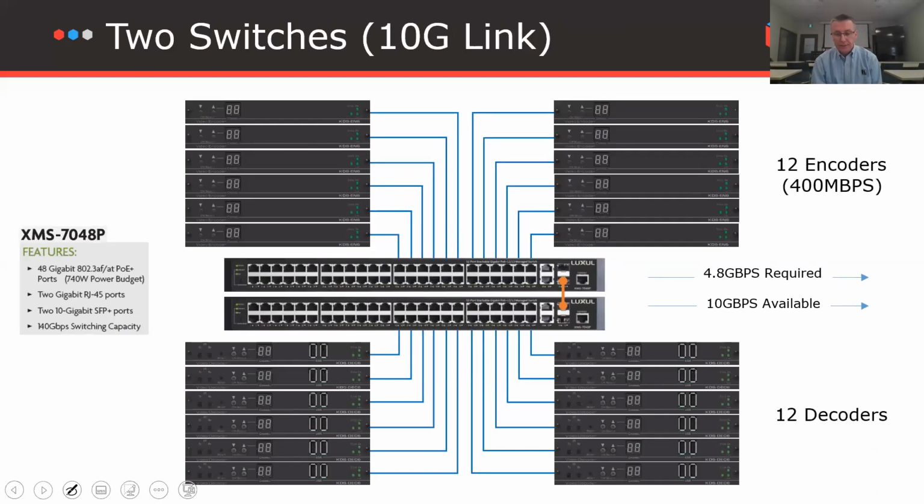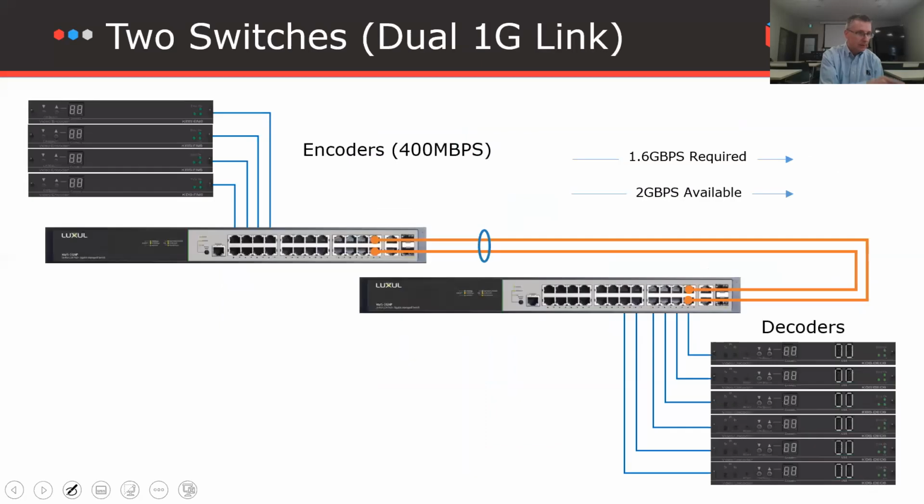Another way of doing this, you'll find a lot of switches have SFP+ ports, which is a bi-directional 10 gig channel between the 2 switches. So in this case, even with 12 encoders at 400 meg, I've got lots of bandwidth available. I need 4.8, I've got 10. My last picture is, in this case, similar to what we had before, we know we're fine already.